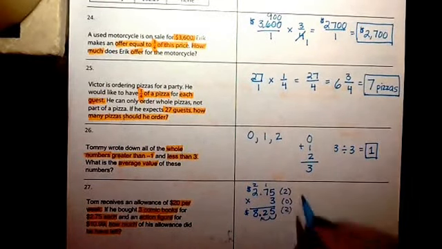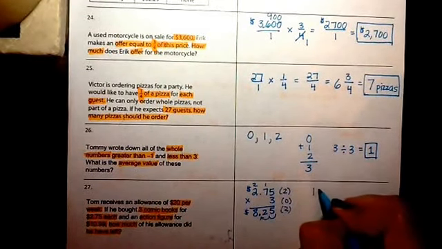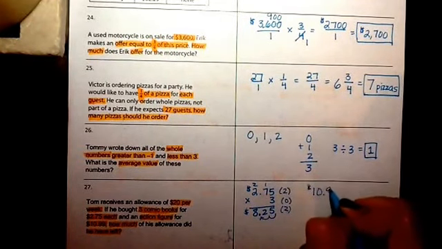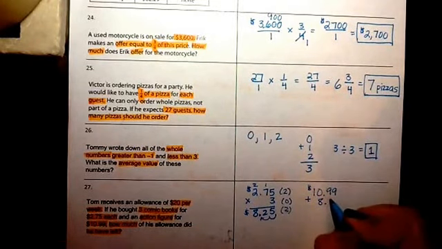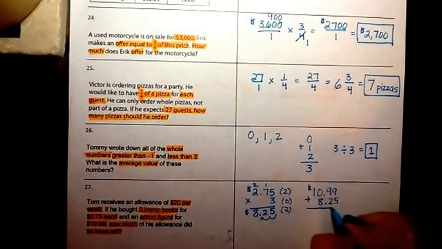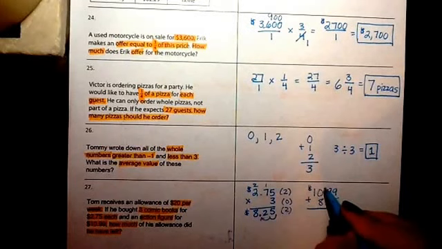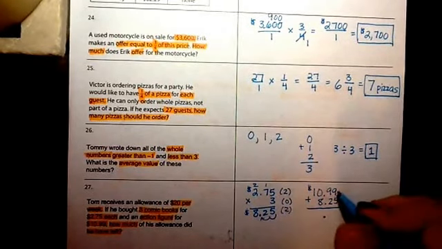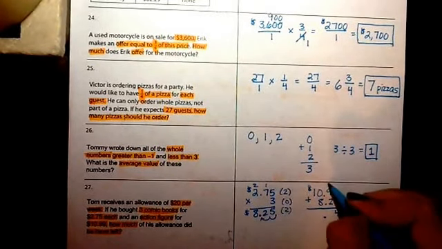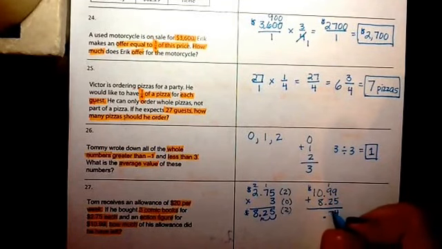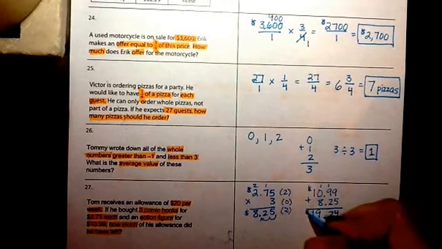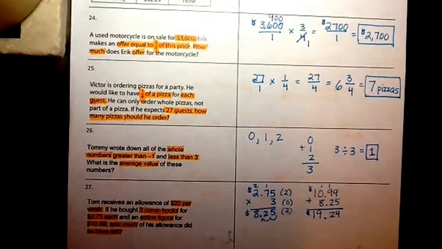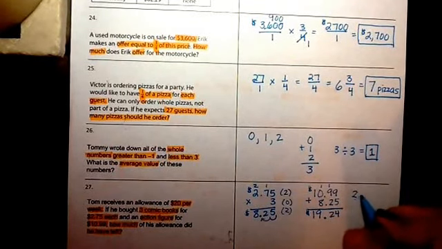Well, now he's going to add in an action figure for $10.99. So we're going to add $10.99 to the $8.25 for the comic books. You keep your decimals in a straight line and you go ahead and add. That would be 14. That would be 12. That would be 9. And bring down that 1. So that's $19.24 he's spending, and his allowance was $20.